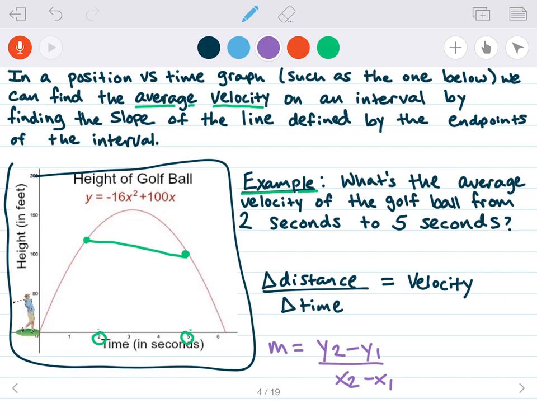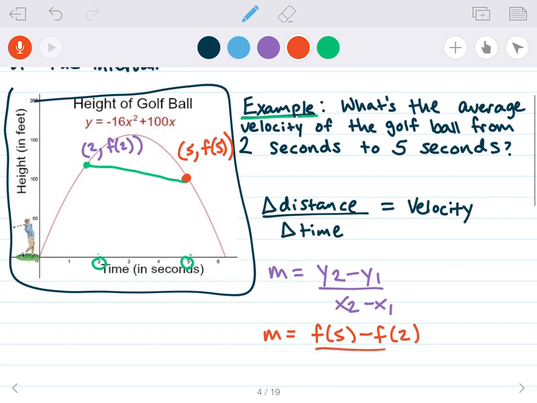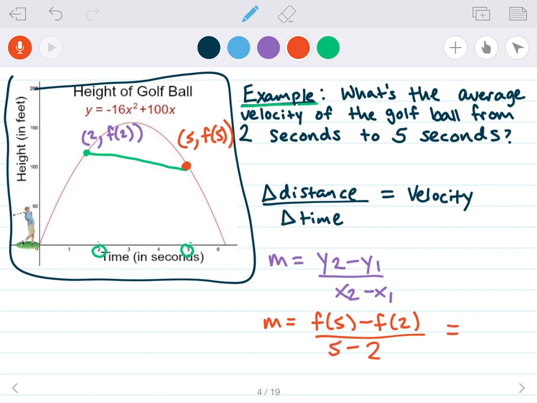In order to plug this into the slope formula, we actually need points. This first point has an x value of 2, and the y value is f of 2. Whereas the second point right here has an x value of 5 and a y value of f of 5. So our slope formula turns into y2 minus y1 over x2 minus x1. Now, what's f of 5 and f of 2?